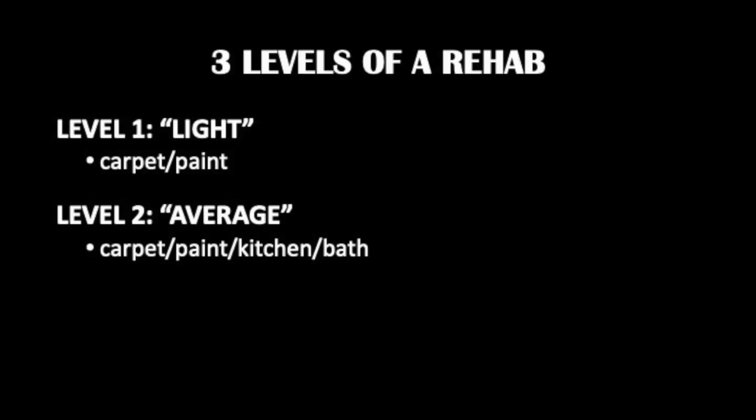In my experience, there are three basic levels of rehab. Level 1 is a light rehab, which is basically carpet and paint. A level 2 rehab is what I call average, or sometimes I refer to this level as a cosmetic flip.